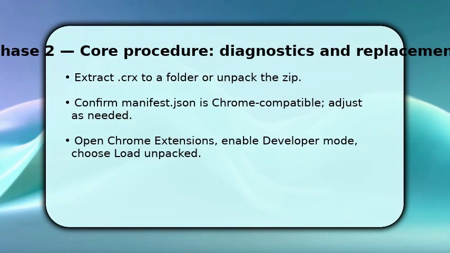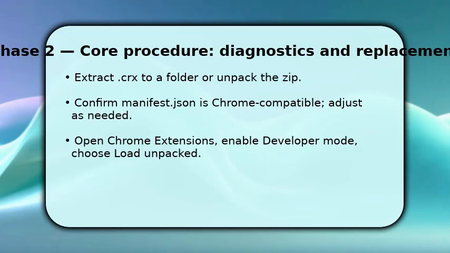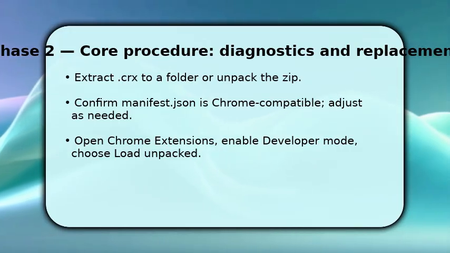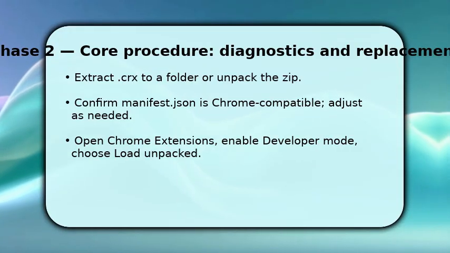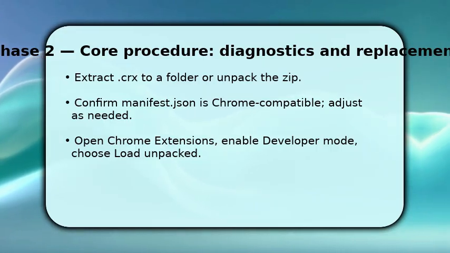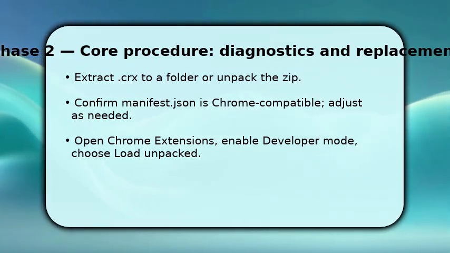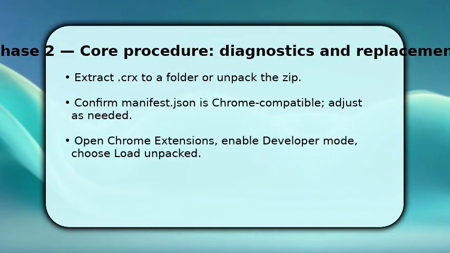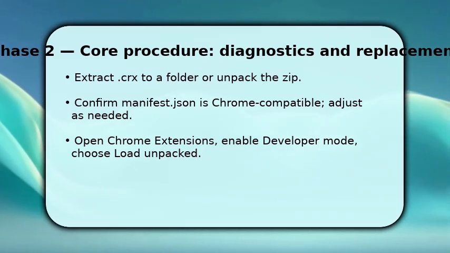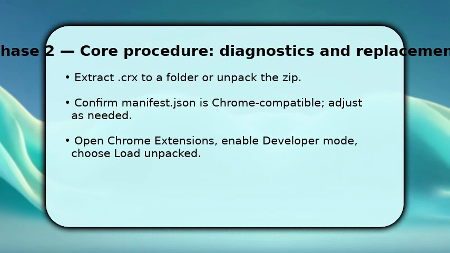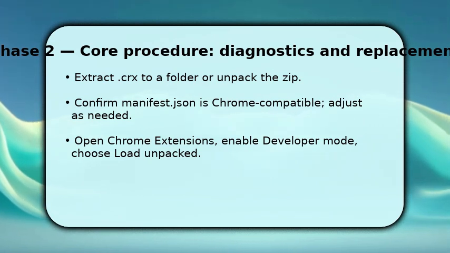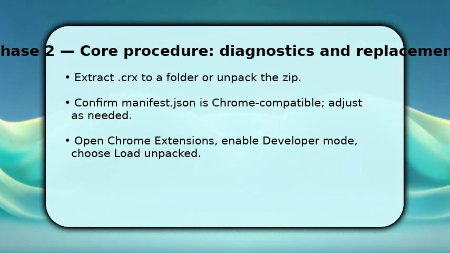Next, extract the CRX or unzip the package into a single folder and inspect manifest.json. You do this because Edge manifests sometimes use keys Chrome does not accept. If needed, change any Edge-only fields or remove unsupported APIs. This prevents runtime errors. Then open Chrome's extensions page, enable developer mode, and choose Load Unpacked to select that folder. You'll see immediate feedback. Errors appear as messages, so make corrections and reload until Chrome accepts the extension.